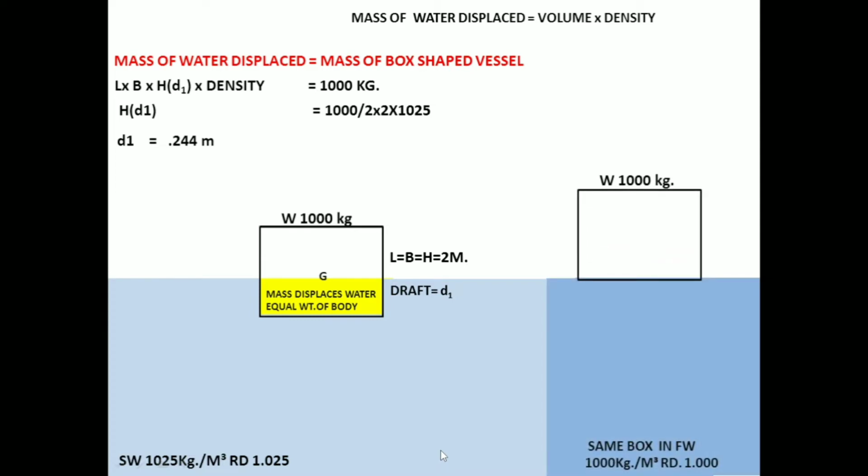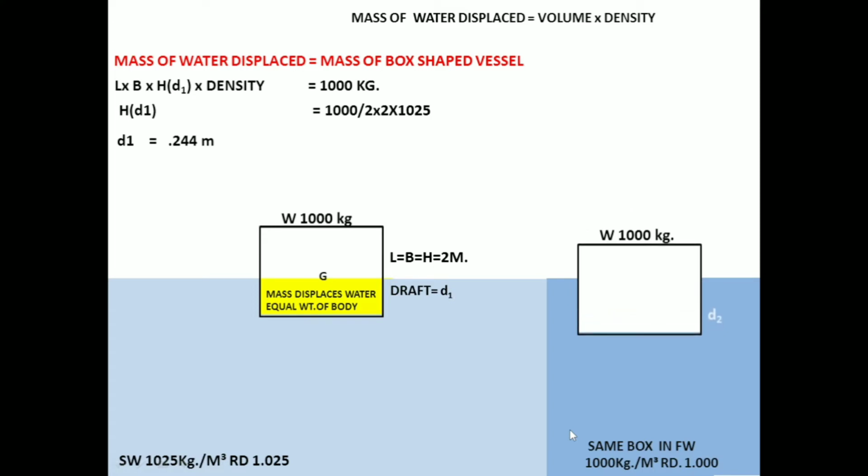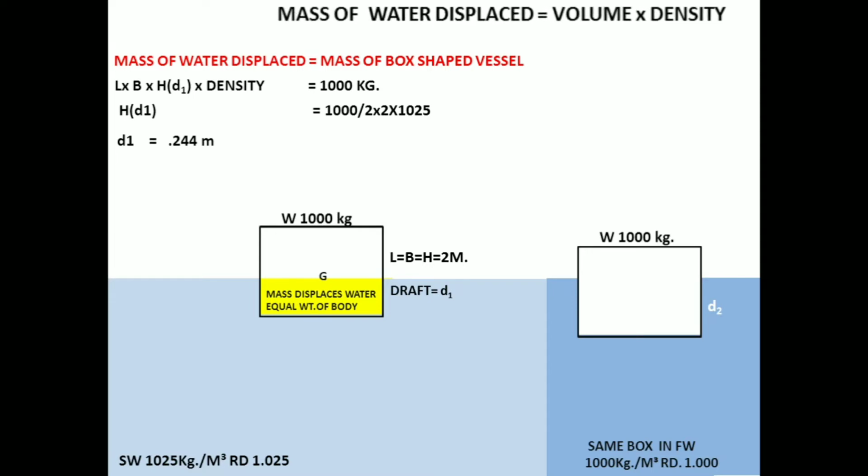Now, if the same body was to float in freshwater of density 1000, it will come to some draft here, d2. The mass of water displaced again is going to be the same as the weight of the body itself. When we work it out with length, breadth and the depth, we figure out that the draft comes out to 0.25. So we notice that there is a change of draft when a vessel goes from water of one density to water of another density.